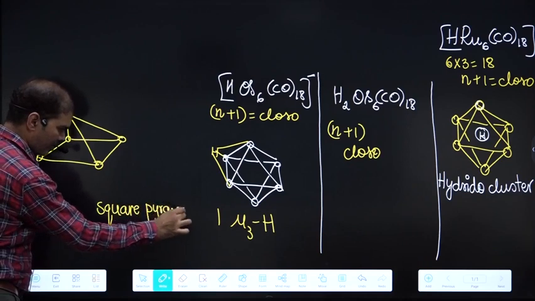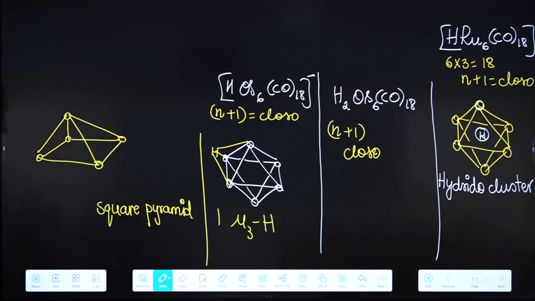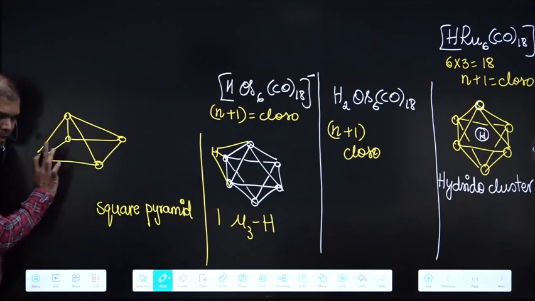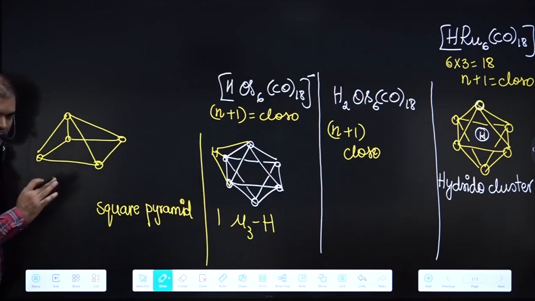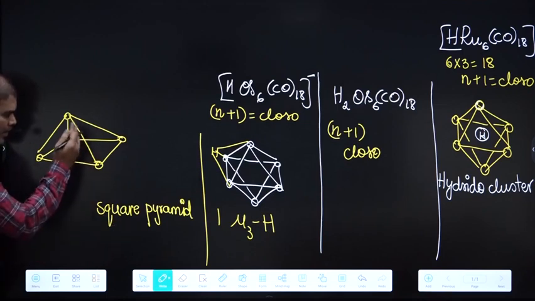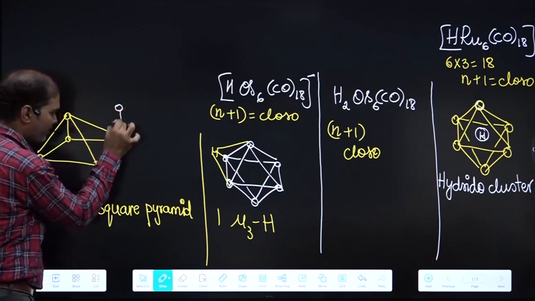Any prediction? What could be the hydrogen? Terminal, or whether it is doubly bridging or triply bridging? Okay. What is this? Square pyramid. How many triangular faces are there? 4 triangular faces and 1 square face below. Just one of the triangular faces I am capping. You just watch. This is one.